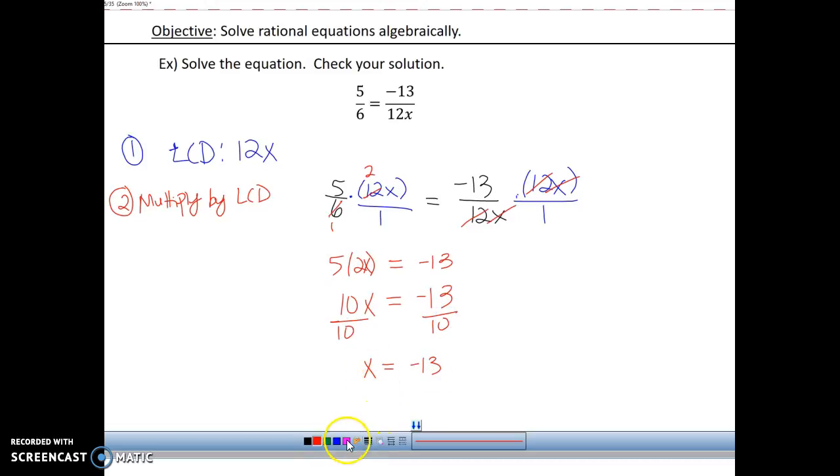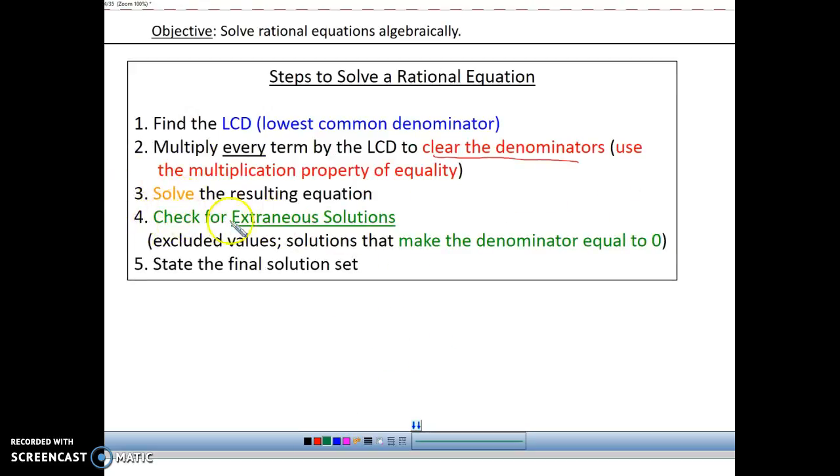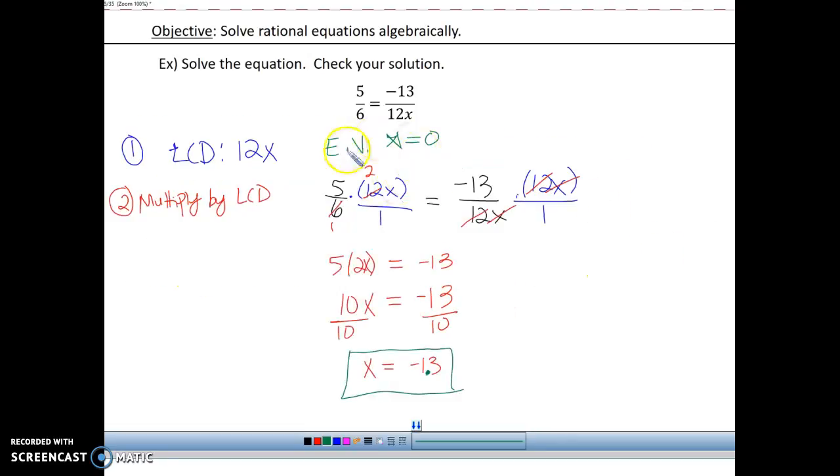I forgot to check for my excluded values. That should be added to the steps. But my excluded value is when would this equal 0? The only time that would be 0 is if x equals 0. If I plug in 0, 0 times 12 will give me 0. So my excluded value is 0. Negative 1.3, that should be negative 1.3, is not, my 0 is not an excluded value, so therefore this is my solution. Oh, step 4 is to check for extraneous solutions, which I just did, and then state the final solution. Because my excluded value was 0 and this is not 0, then this is my solution.